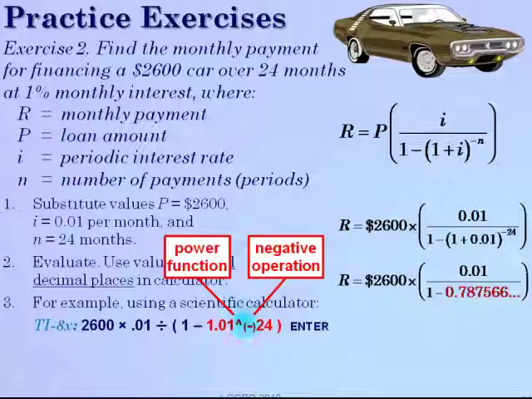And we need to raise that to the negative 24 power. So notice we're using the power function and the negative operation function, and close it all with the parentheses and press enter.